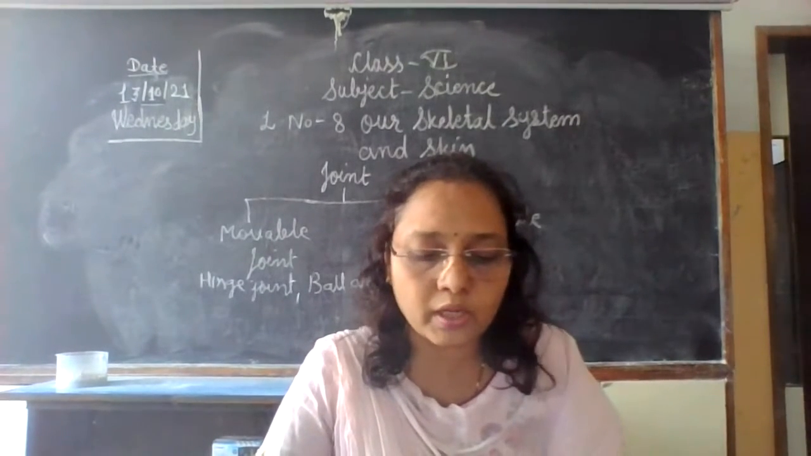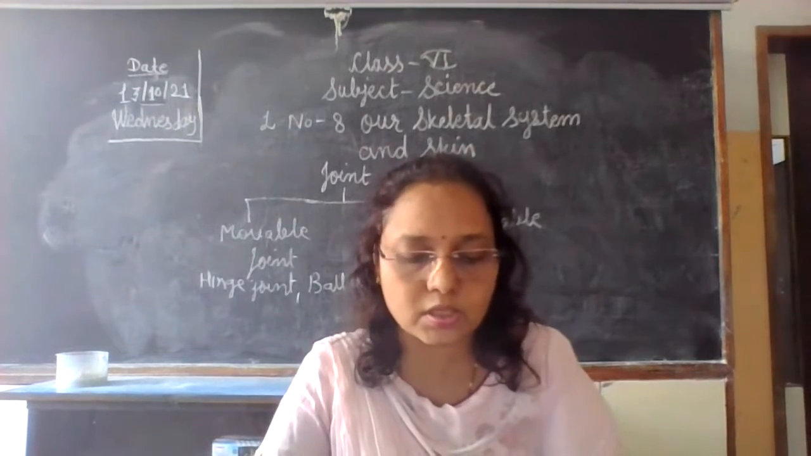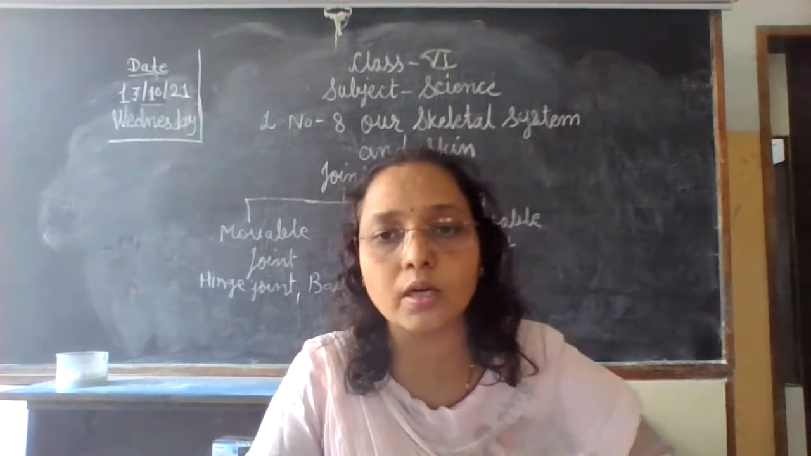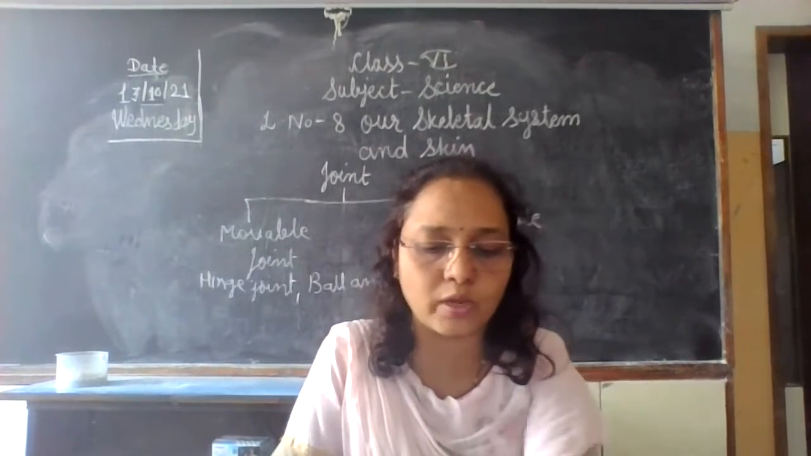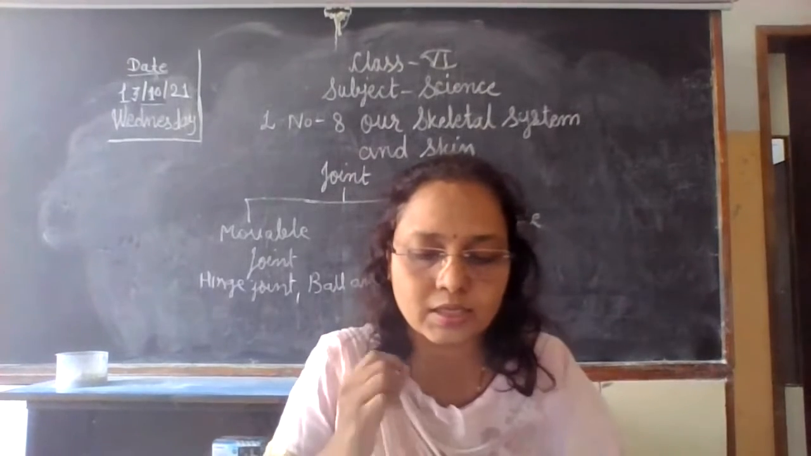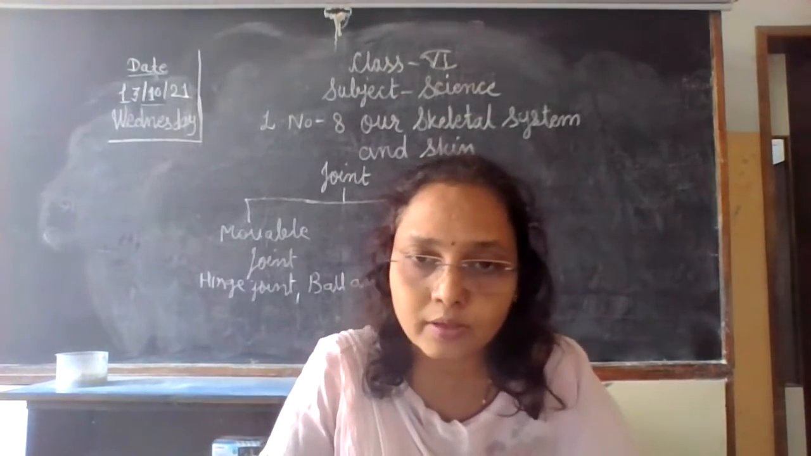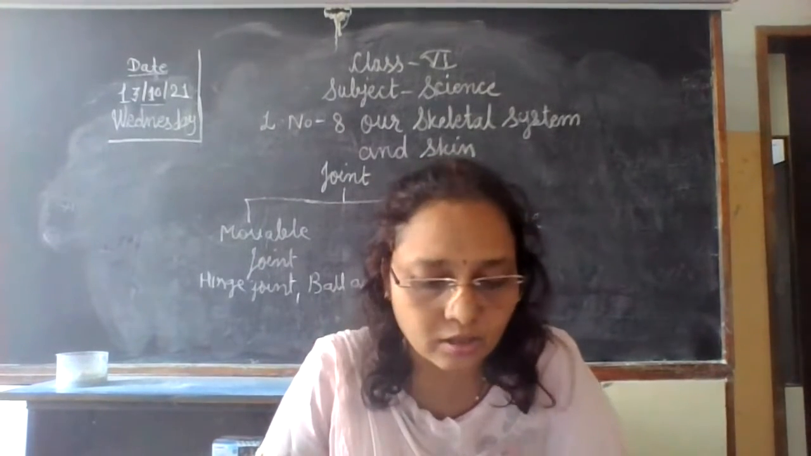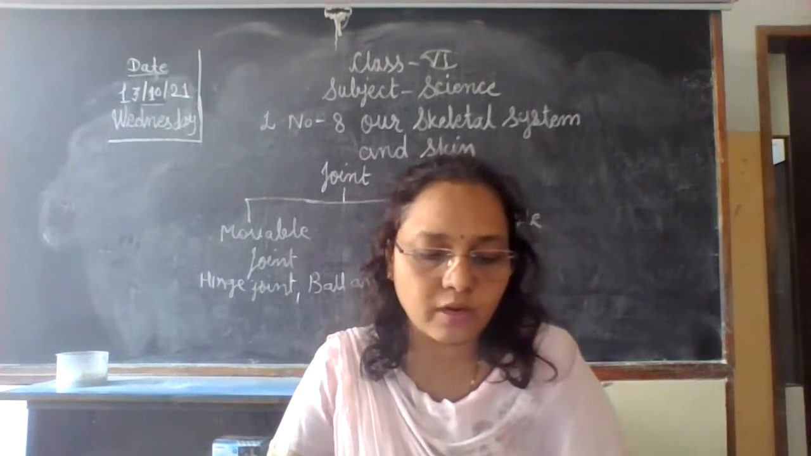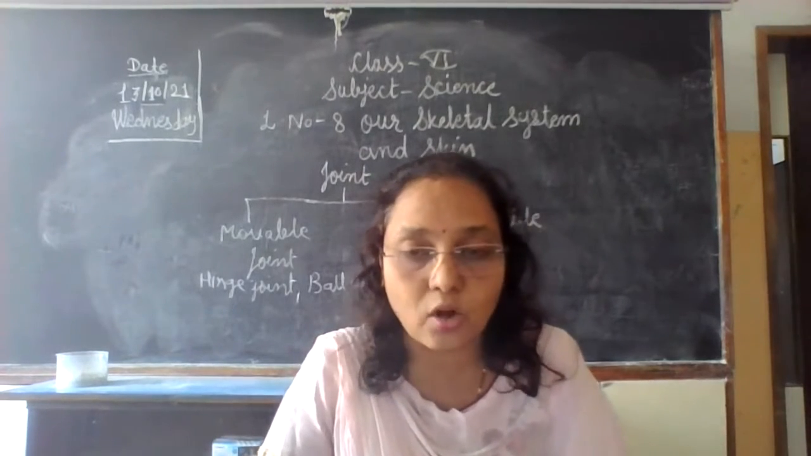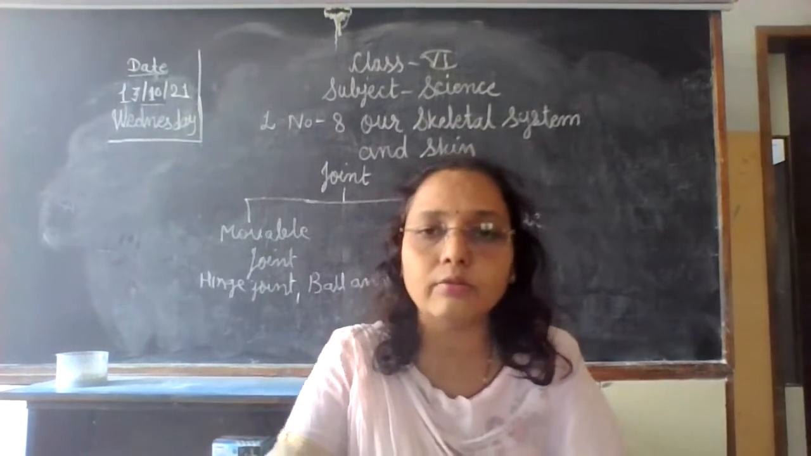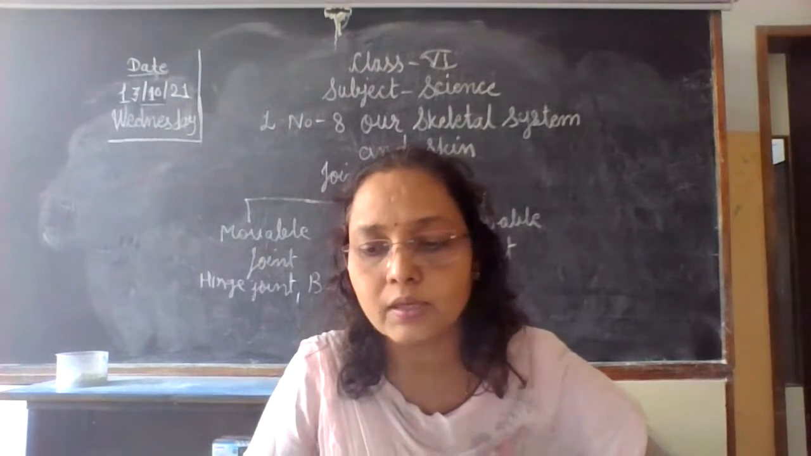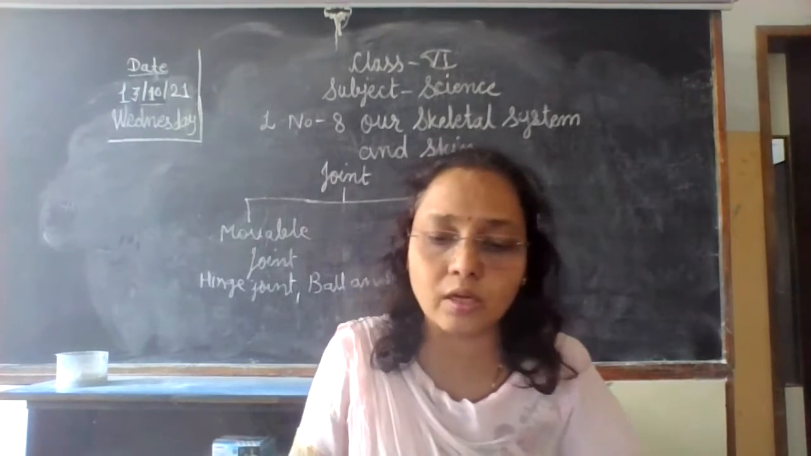And in the human body, the longest and the strongest bone is the femur, that is also called the thigh bone. The smallest bone in the human body is the stirrup, which is present in the ear. The smallest bone in our body is the stirrup, and the largest, longest and strongest bone is the femur, also called the thigh bone. That is about the bones.